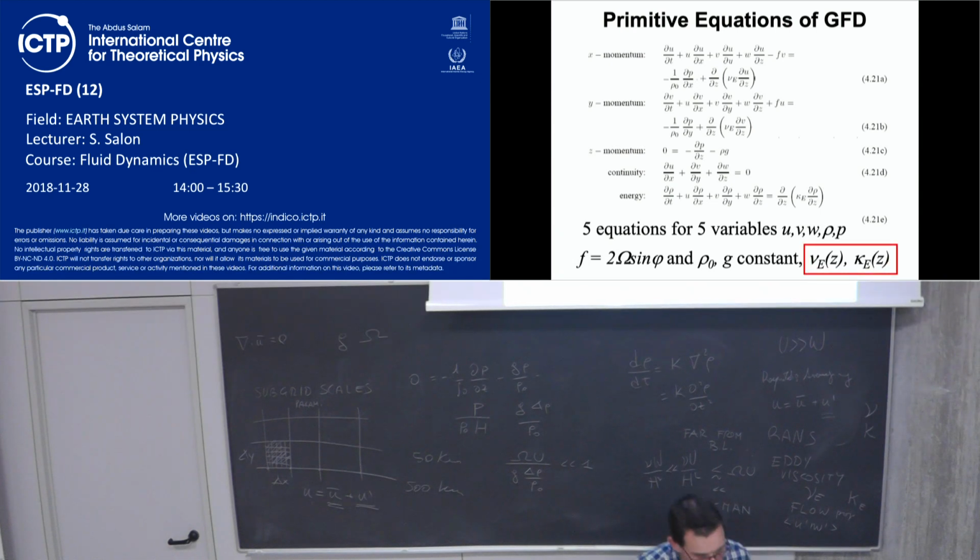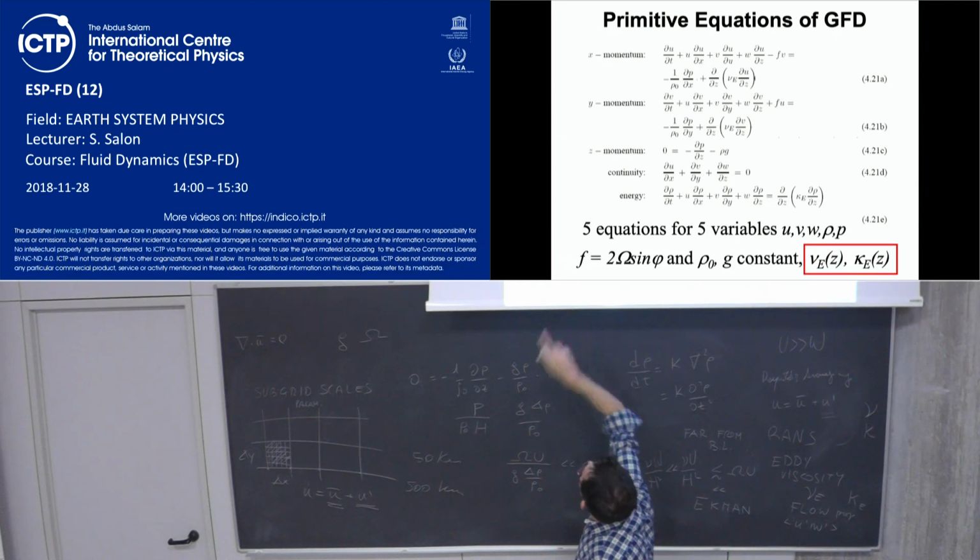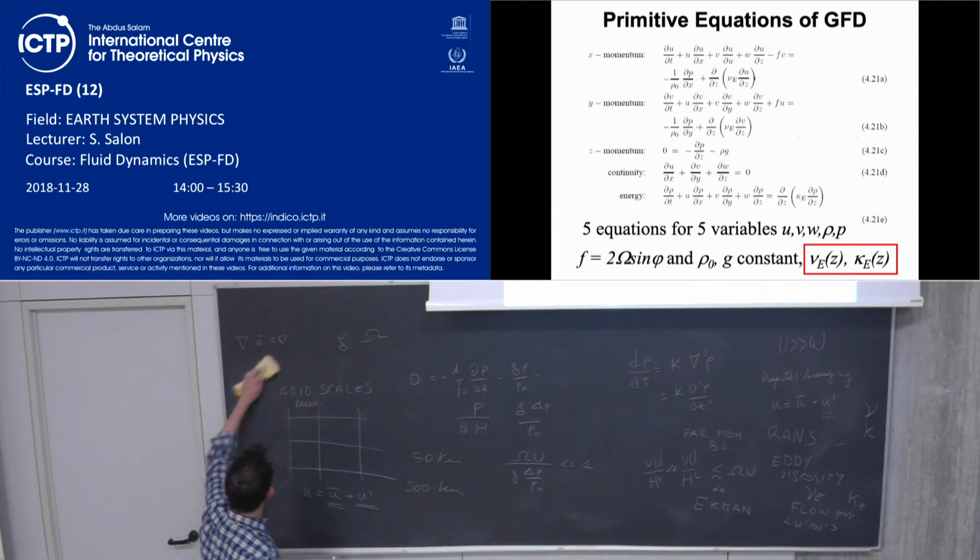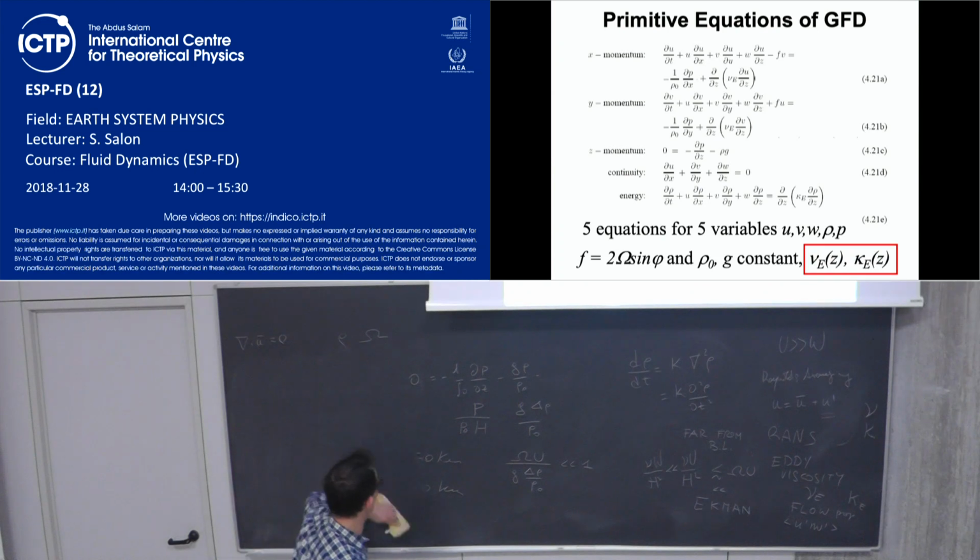Good. So 5 equations, 5 variables: u, v, w, rho, and p. F is the Coriolis parameter. Rho 0 and g are constant. Of course, here we have the other constants, and the two models for eddy viscosity and eddy diffusivity.